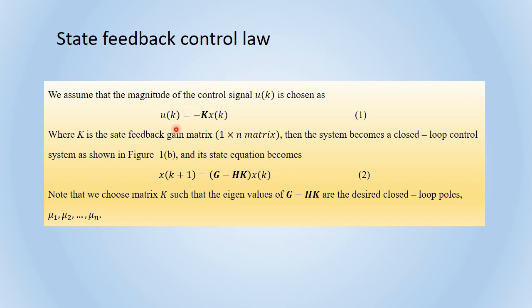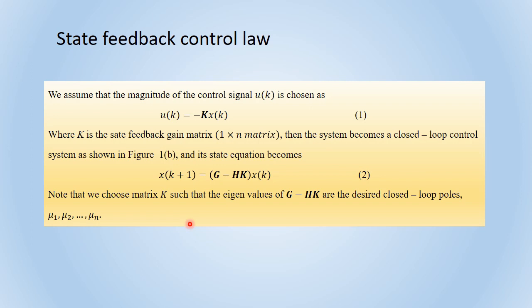becomes x of k plus 1 is equal to, so we have to substitute u of k is equal to minus kx in the equation of x of k plus 1 is equal to g into x of k plus h into u of k. So we will get x of k plus 1 is equal to g minus h into k multiplied by x of k. So we should note that we can choose the matrix K such that the eigenvalues of G minus HK are the desired closed loop poles mu1, mu2 up to mu_n. Okay.